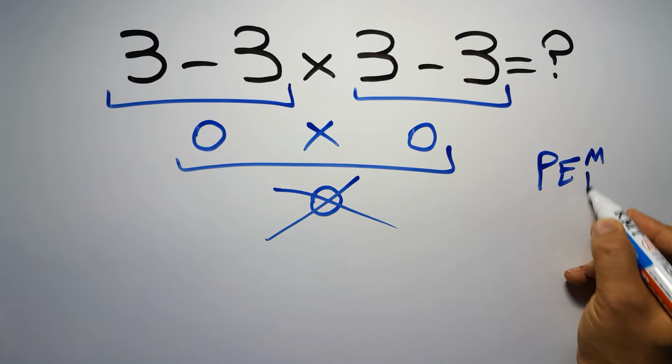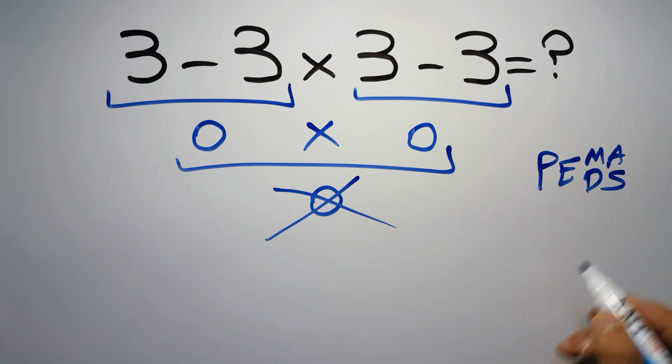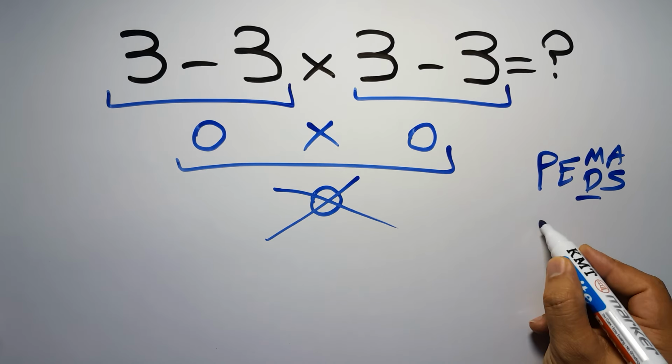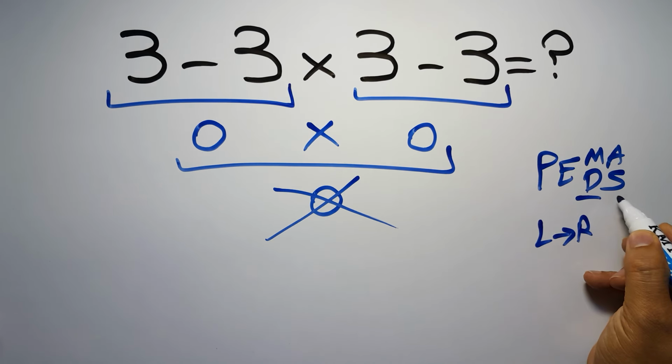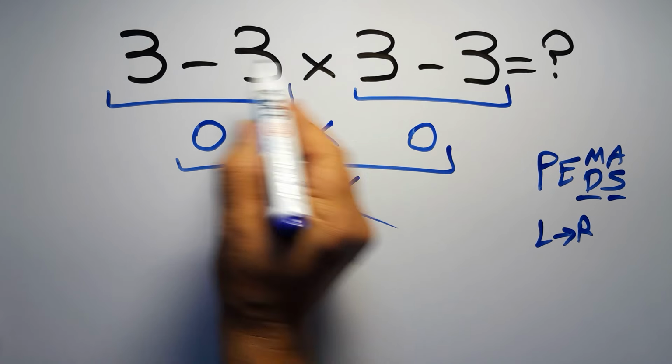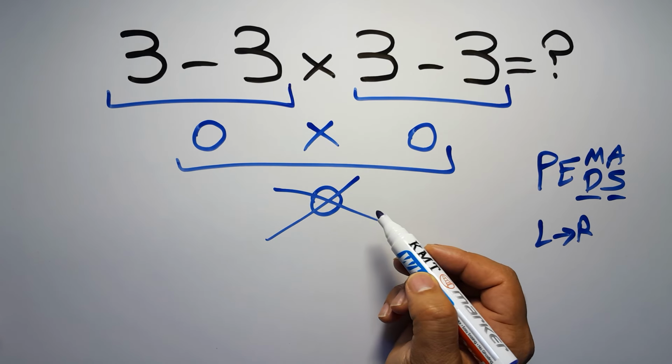exponents, then multiplication or division, and finally addition or subtraction. Remember that multiplication and division have equal priority and we have to work from left to right. And the same applies to addition and subtraction. In this expression, we have 2 subtractions and 1 multiplication.